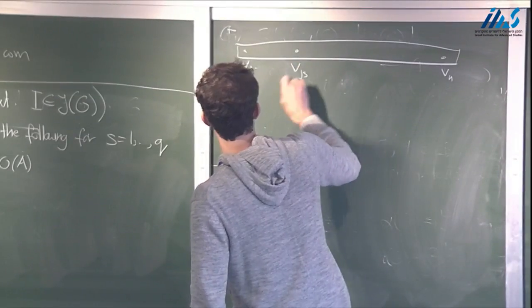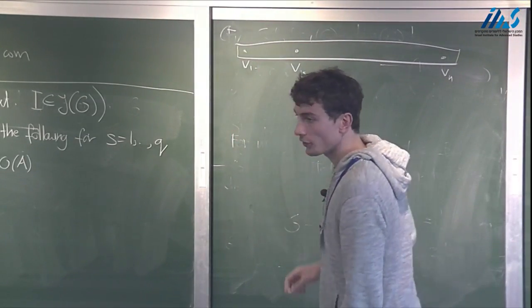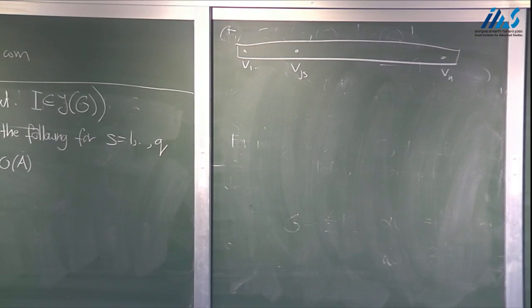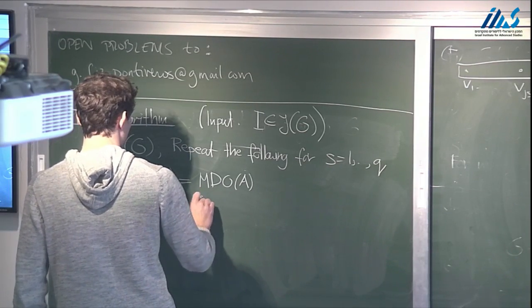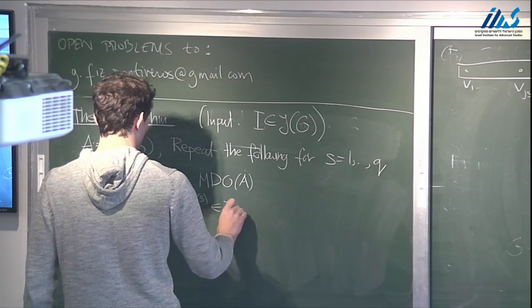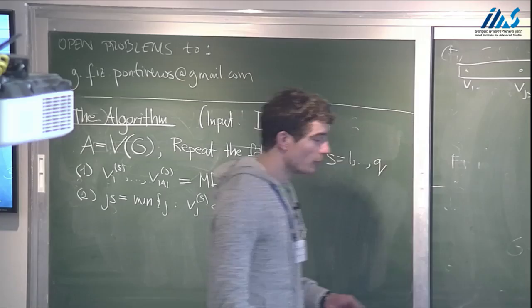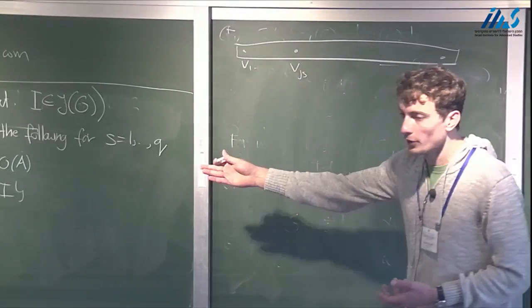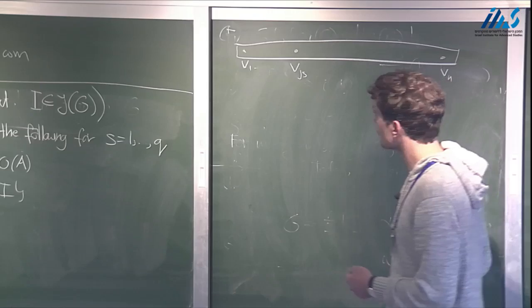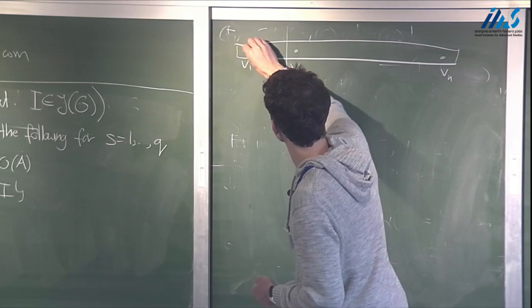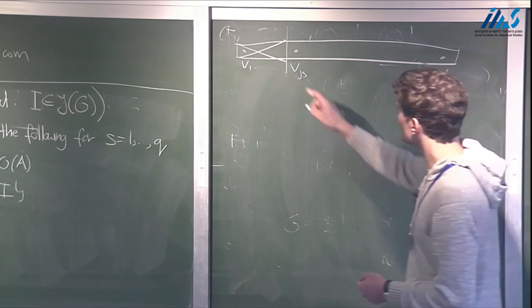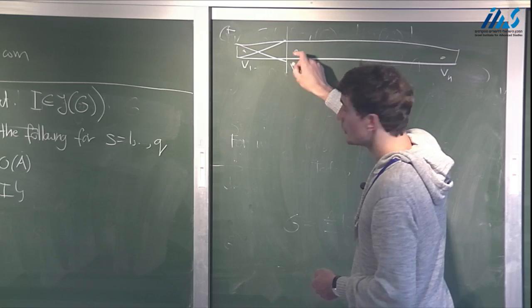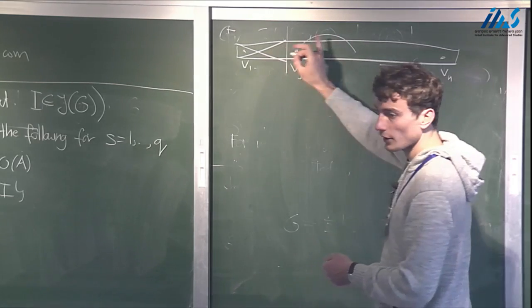And suppose it's V_{J_S}. J_S is the minimum J such that V_j upper index S belongs to the set I. So what does knowing this tell me? First of all, I know that none of the previous vertices belong to I because V_{J_S} was the first. But also, I know that V_{J_S} is the maximum degree vertex in the graph induced by the rest.